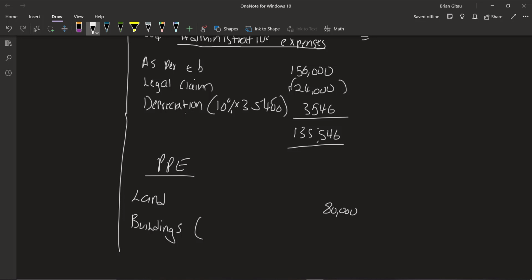So we are given the cost. So we need to get the cost. The cost is 108, we have a cost of 108,000. We less the accumulated depreciation of 27,000 and depreciation for the year of 2160. This will give us a net book value of 78,840.